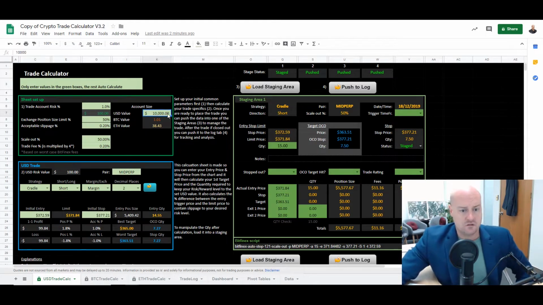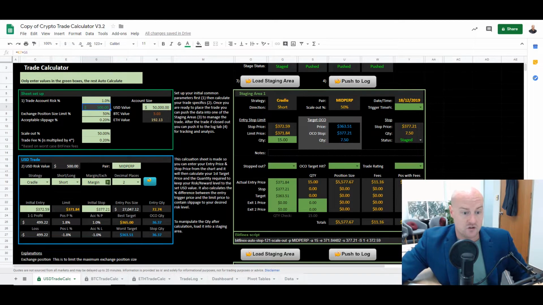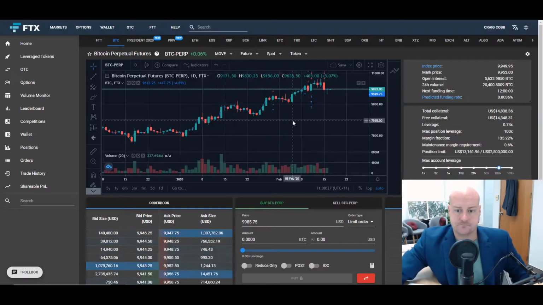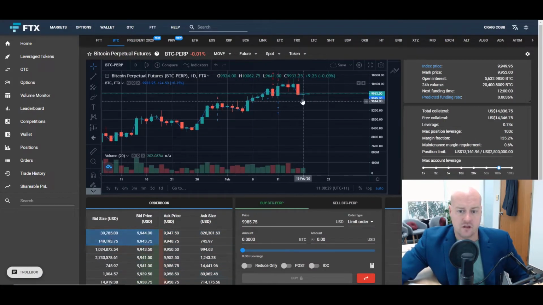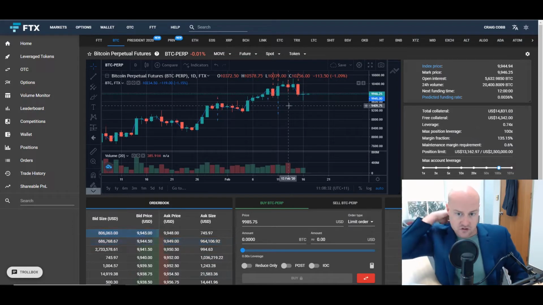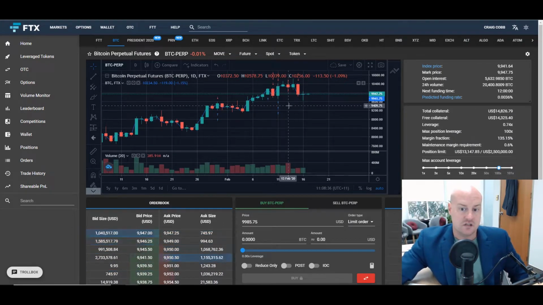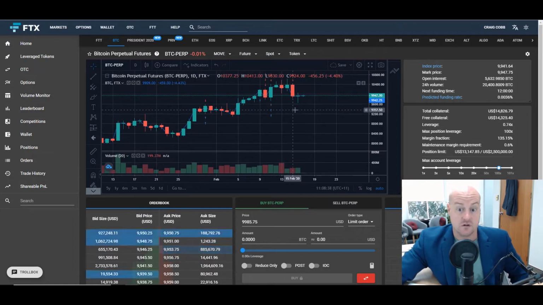Let's just change that figure. I'll raise a trade based on a $50,000 account. What it does is it already calculates the risk for me, and I can choose whether it's margin or exchange. With this being FTX, it is a margin account. Now I need to go over here and hold the mouse cursor over this candle, because my entry and stop will be defined by that particular candle, given the particular trade that it is and the strategy, which is the crypto cradle.